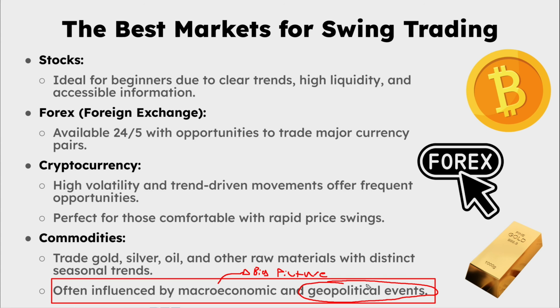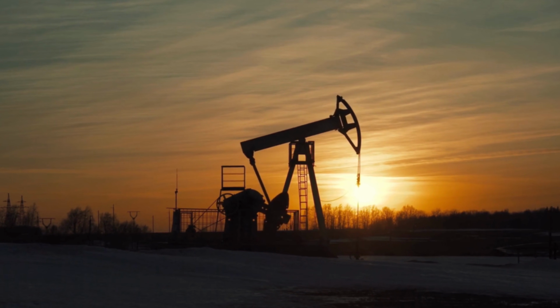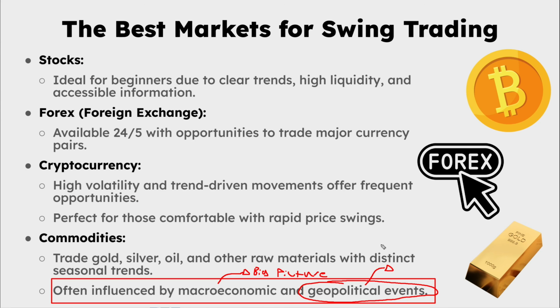And geopolitical events, I would say, are basically large events that affect whole countries and the relationship between countries. It can often be, think about things like oil, who has the rights and so on. It's basically big political events that happen between countries.